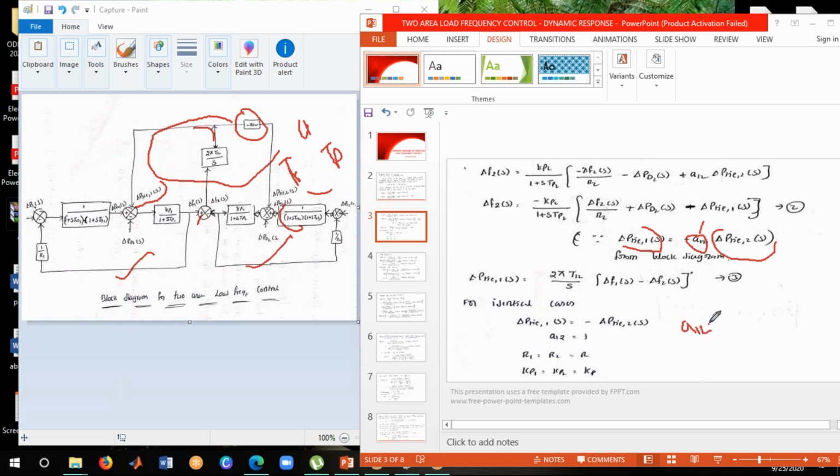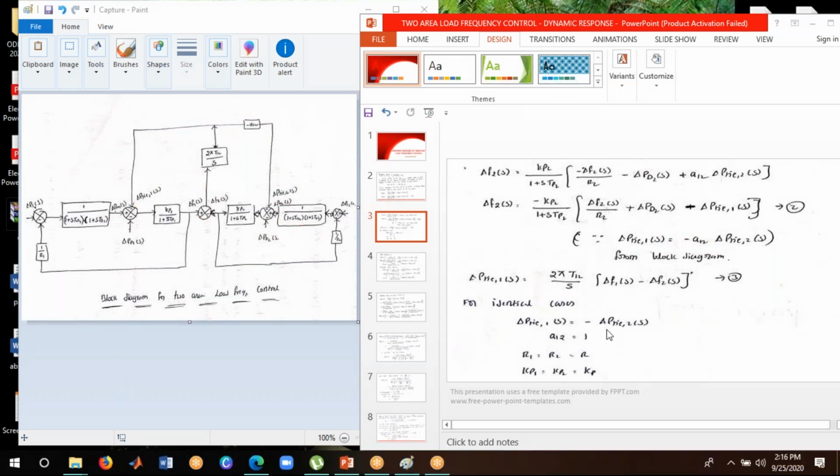So already we know that for the identical case, a12 is equal to Pr1 divided by Pr2. When the two power stations are generating equal power, then you will get 1. So from this equation, when the a12 value becomes 1, you will get only minus 1 times delta P1. Here a12 is equal to 1 because it is an identical case. When it is an identical case, the real power generated by area 1 as well as area 2 should be the same.